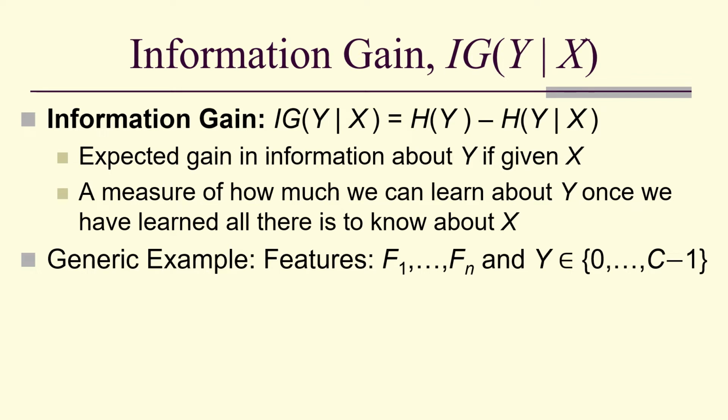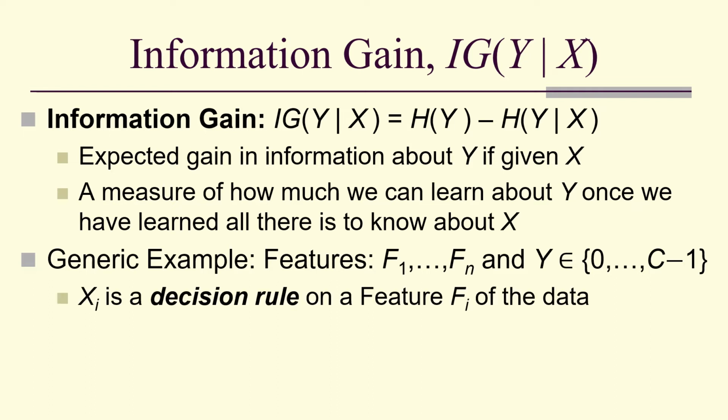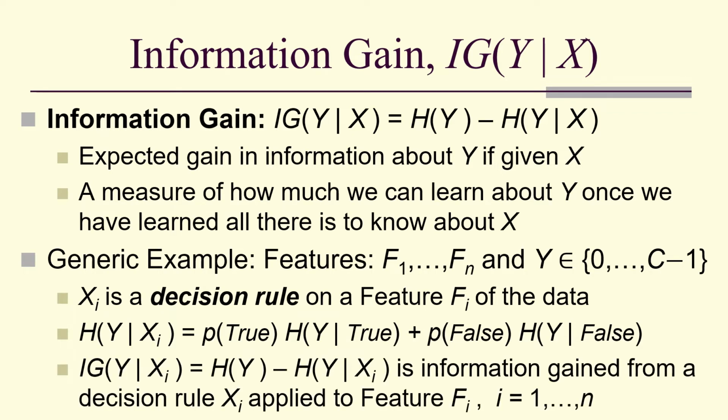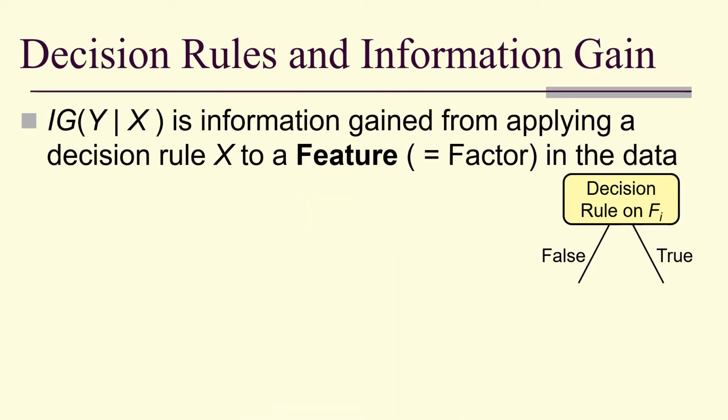This time suppose we have n features, f1 to fn, all numerical, and that y is in a set of labels. X sub i is a decision rule on a feature f sub i of the data. The conditional entropy of y given x sub i, well, x sub i can only have two values, true or false, so this is what it looks like. The information gain is the entropy of y minus the entropy of y given x sub i, and that is the information gain from a decision rule x sub i applied to a feature f sub i.